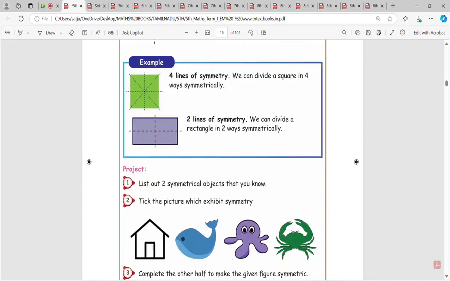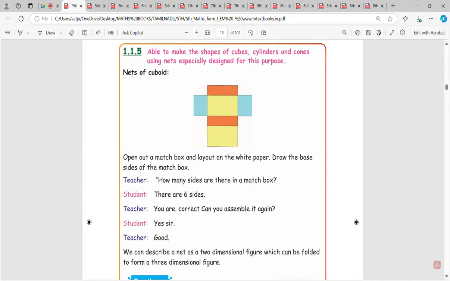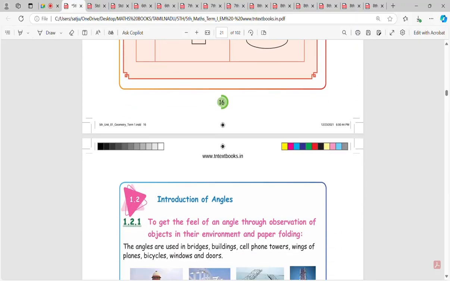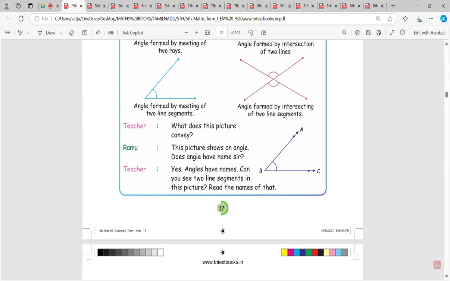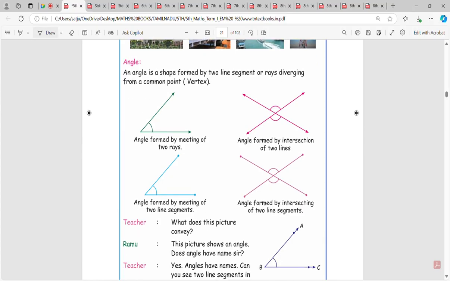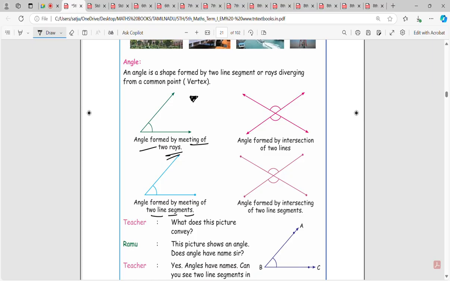Even geometry, angles also are not required that elaborately in this kind of book. You need to know what you mean by an angle. That's it. An angle is formed by meeting of two rays. Rays means, listen carefully, if you have this headed arrow mark, then you can call that a ray. Without that headed arrow mark, you can call this a line segment. So these are the differences between these two. Then this is nothing but the intersection.